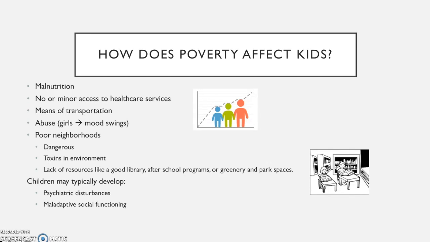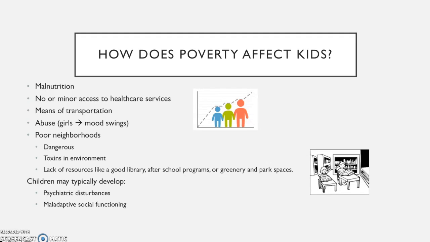These students come from poor neighborhoods that are dangerous. They often live in old houses that might have neurotoxins that are affecting their cognition on a daily basis. Their poor neighborhoods might lack resources like a good library, good after-school programs, or simply just greenery and park spaces where these kids can go and socially engage with other children and other people.